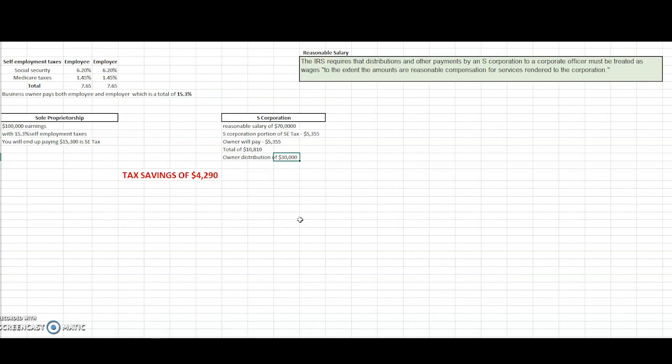And we advise our clients, okay, this should be your salary, and this is how much in owner distributions you can have during the year, if any, to help plan so that your tax liability at the end of the year is less. So again, this is the comparison between sole proprietorship taxation and S corporation taxation.